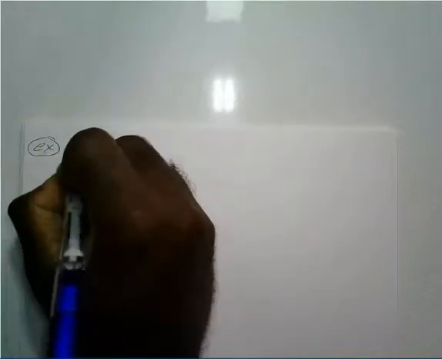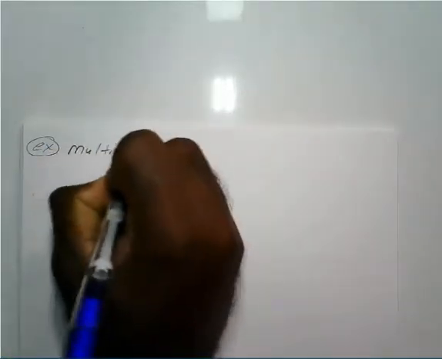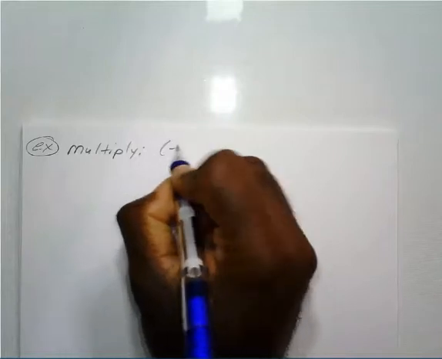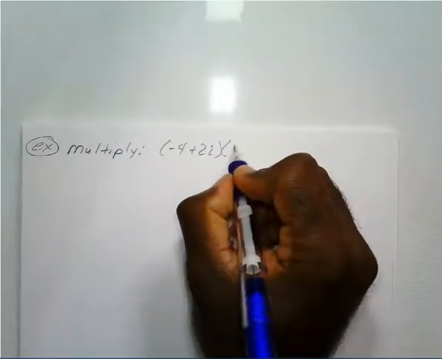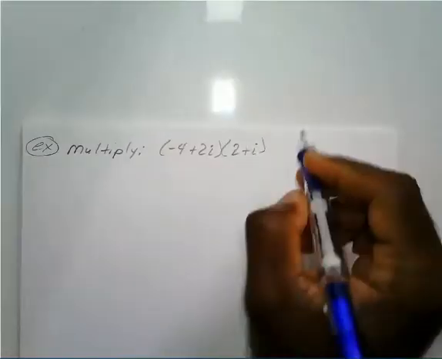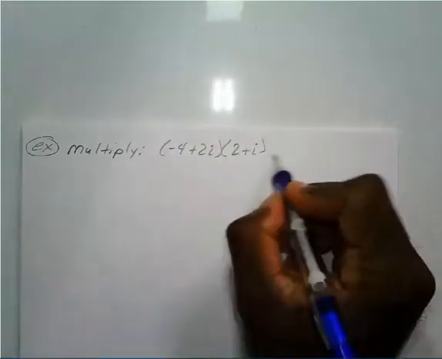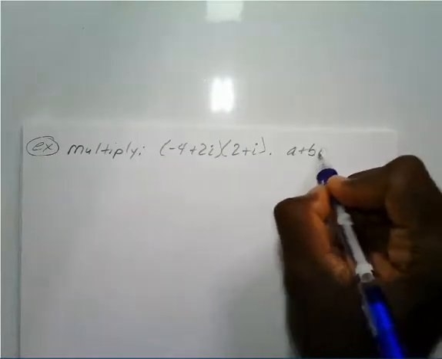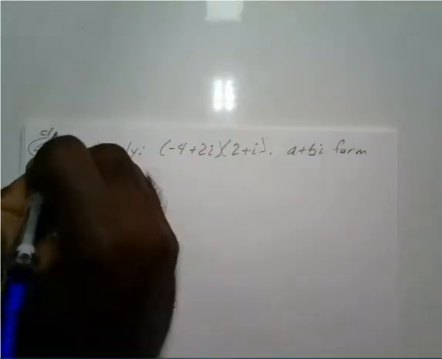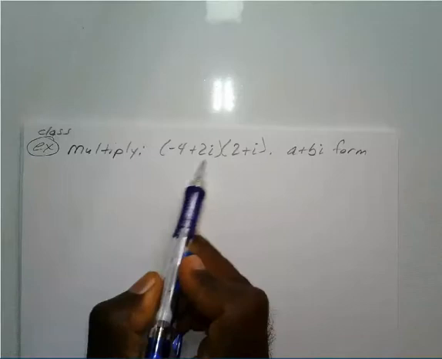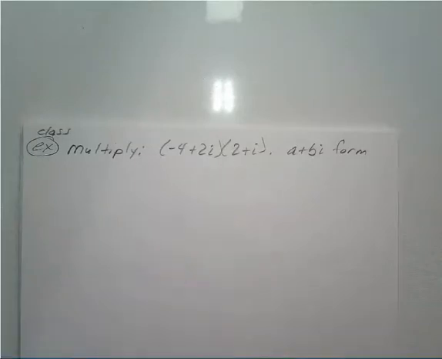What if you wanted to multiply -4 plus 2i and 2 plus i, and you wanted to write it in a plus bi form? Okay, so what I want you to do is you can multiply this using the FOIL method. I want you to try this one. Press pause and try this on your own.